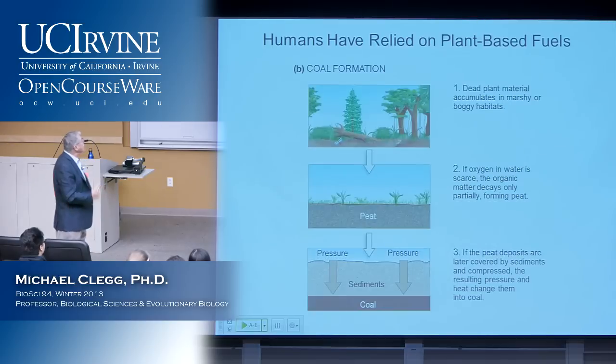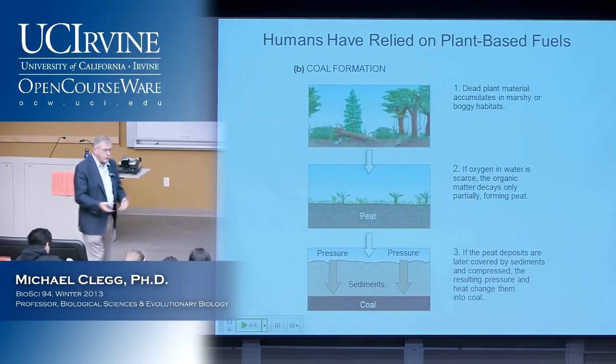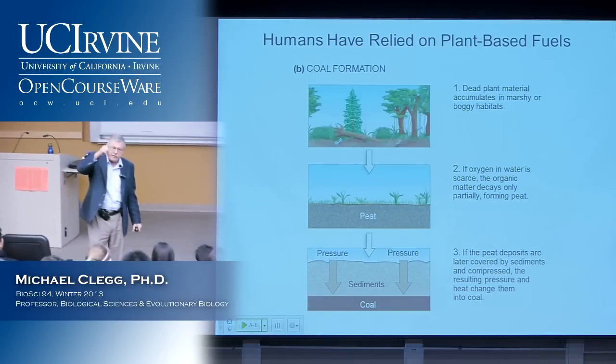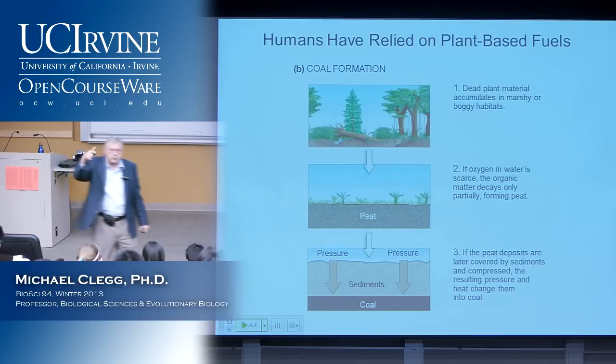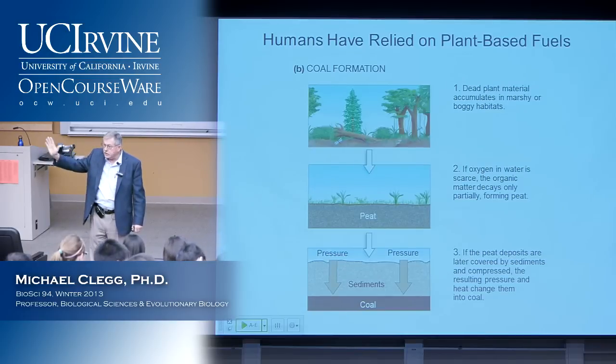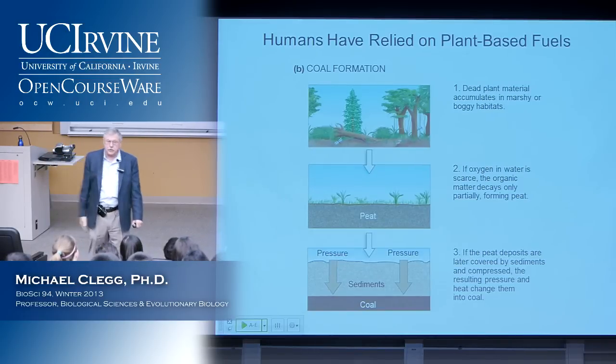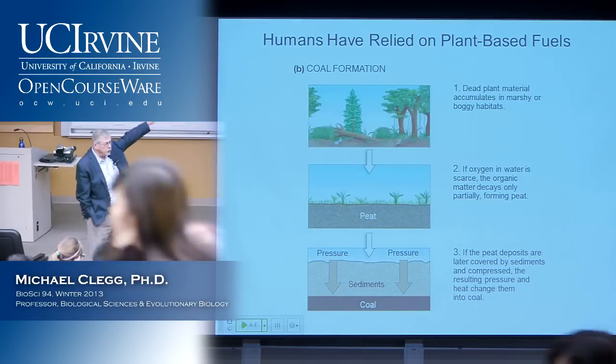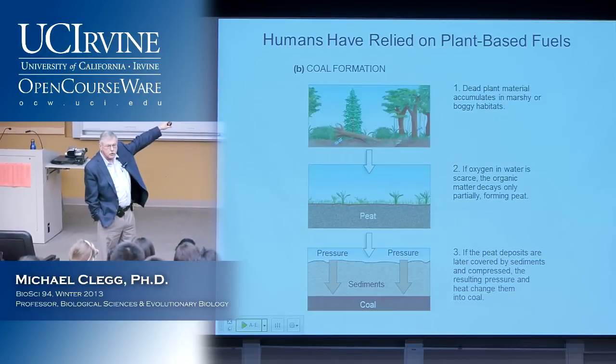Okay, so let's now move on to finishing what we were talking about. Remember, I showed that graph of wood being the most important source of energy, followed by coal, which peaked at about the beginning of the 20th century, then followed by petroleum. And your book has a nice figure on the formation of coal.